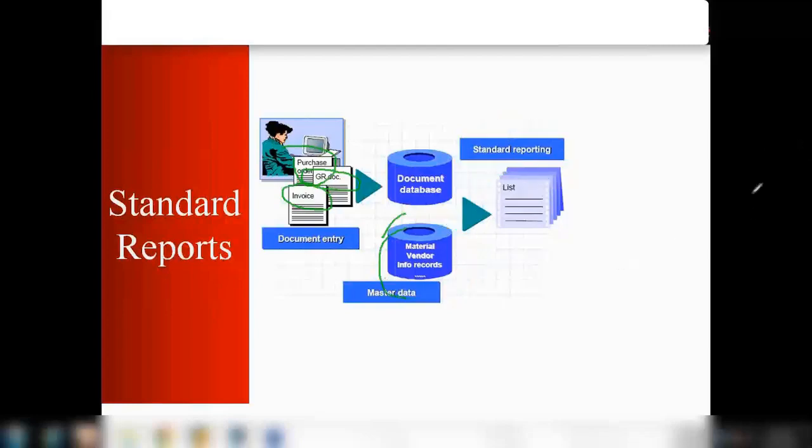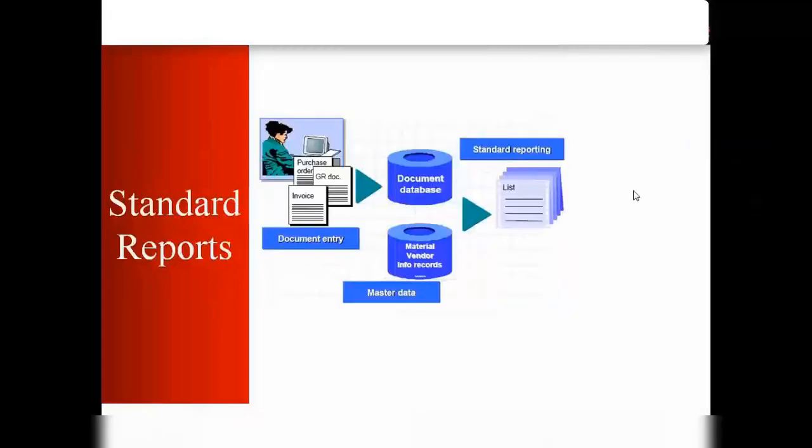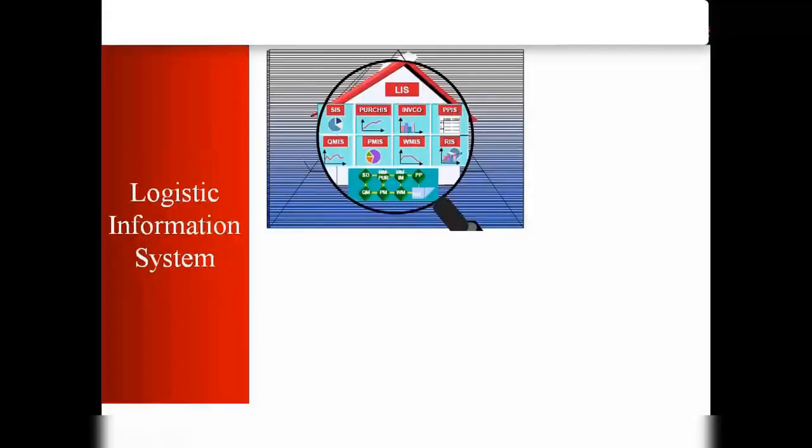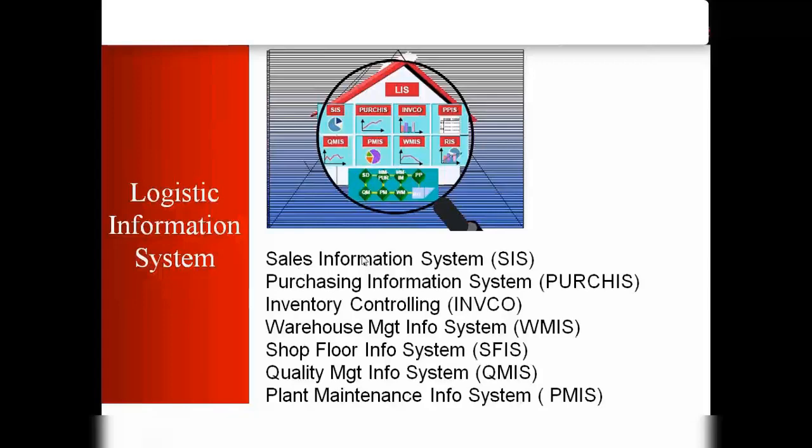We'll look at the different types of reports in a minute. We have something in SAP called the logistic information system, also known as LIS. LIS is just a combination of different types of reporting systems in SAP. For example, we have the sales information system, called SIS, where you can have reporting for sales-specific activities like sales orders, billing and delivery. Then we have purchasing, inventory, warehouse management, shop floor controlling, which is for the SAP PP module, production planning, and quality management and the plant maintenance info system. These different reporting systems fall under one folder, known as the logistic information system.